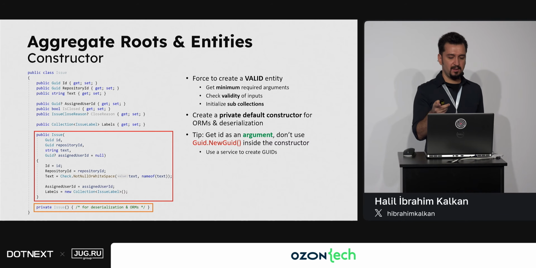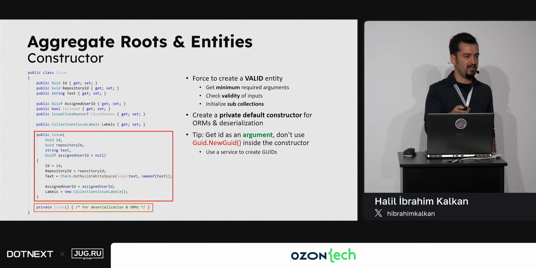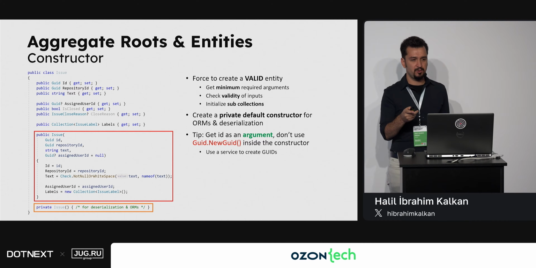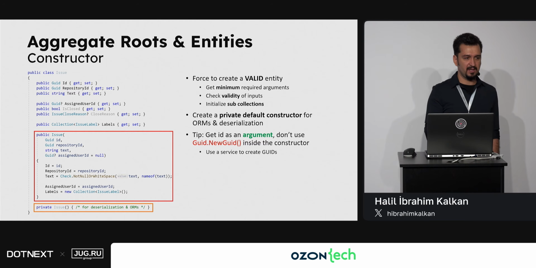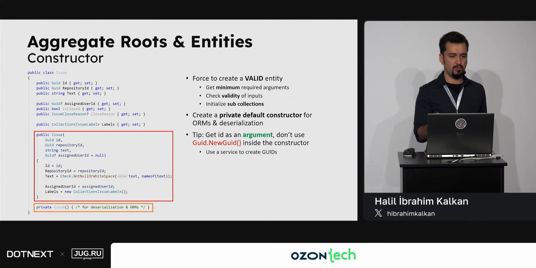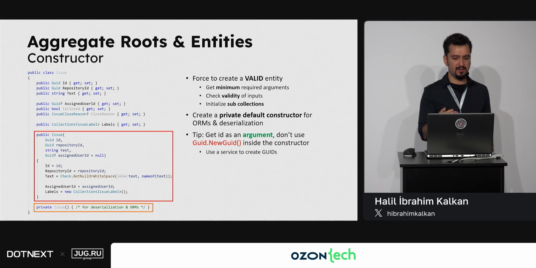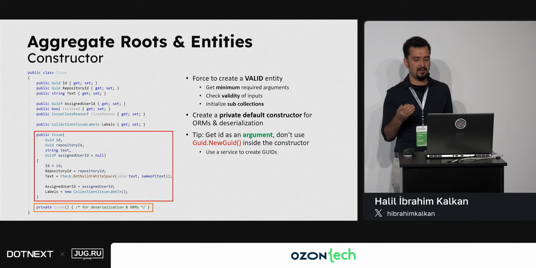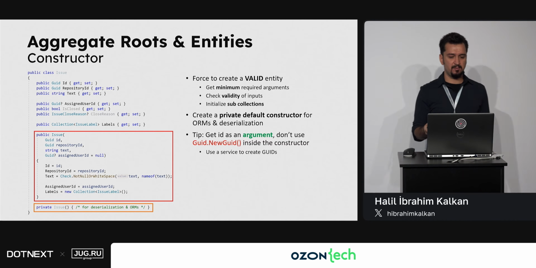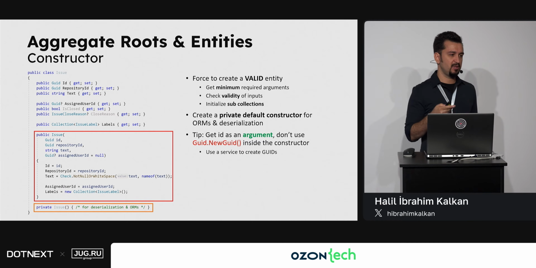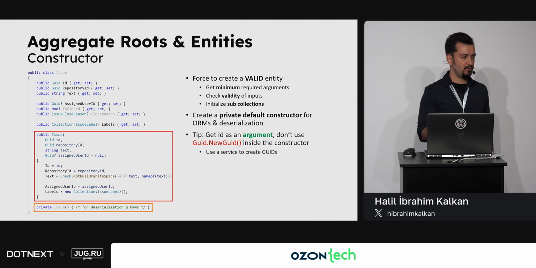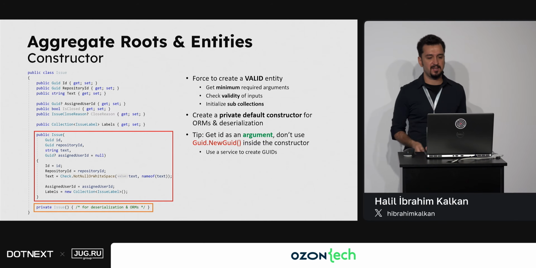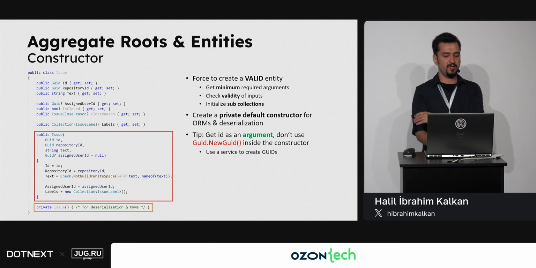For GUIDs, I always suggest taking the GUID as a parameter and never using .NET's Guid.NewGuid, because it creates a random GUID value, which is not good for performance in relational databases. There are some services or examples that produce sequential GUIDs. So always use this kind of service and pass the sequential GUID as a parameter here.